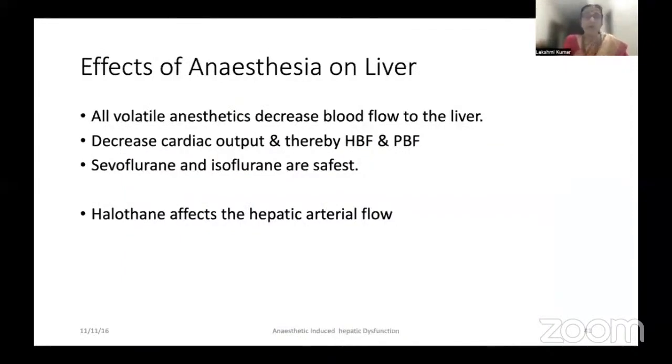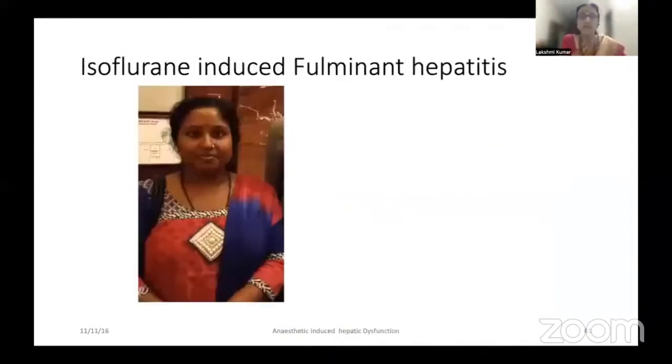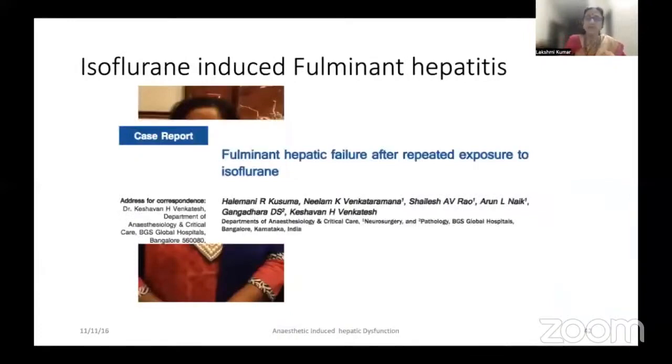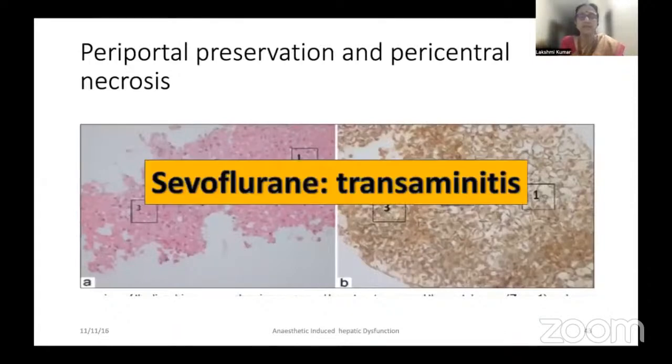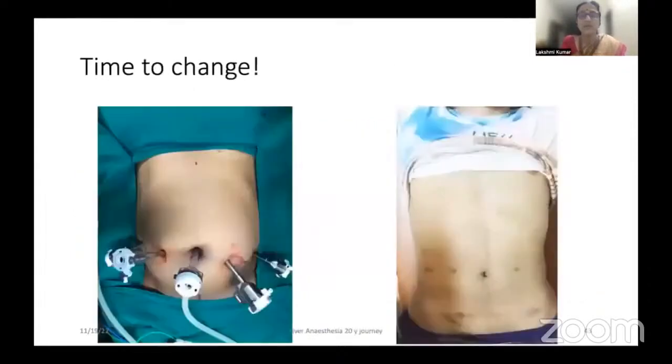Now, as I said, all volatile anesthetics can be used in liver disease, but all of them can produce complications, as we have seen. Even with isoflurane, we have had a fulminant hepatitis. And here they have documented periportal preservation and pericentral necrosis. Sevoflurane also, anecdotally, has been shown to be associated with transaminitis.